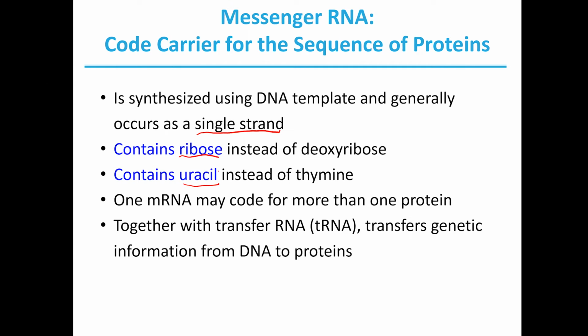RNA, and messenger RNA in particular, is used to carry information, mostly the information for the sequence of proteins. One mRNA might actually code for multiple proteins, not just one protein. And messenger RNA works together with another form of RNA, transfer RNA, to actually form those proteins, taking the information from DNA and making it into proteins.